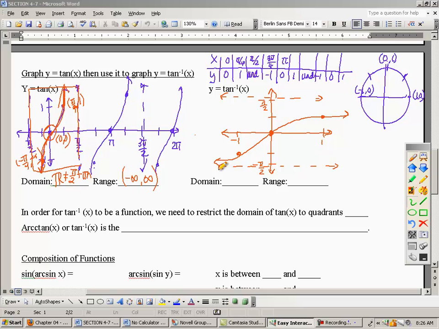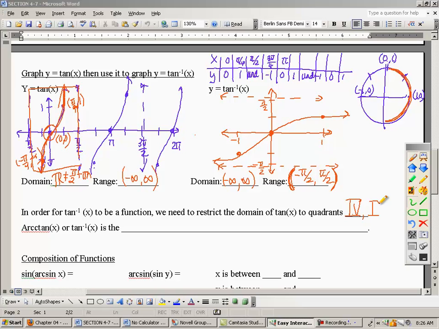Now if I look at domain and range, for the domain, the arrows keep going to the left, which tells me negative infinity. The arrow keeps going to the right, which tells me positive infinity. And my range is from negative pi over 2 to pi over 2, but we can't include those endpoints because I have asymptotes there. So what that says in terms of the unit circle is I'm still looking for angles between quadrants 1 and 4. So there's 4 and 1.